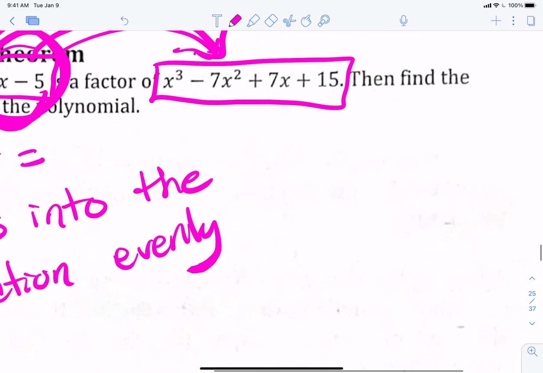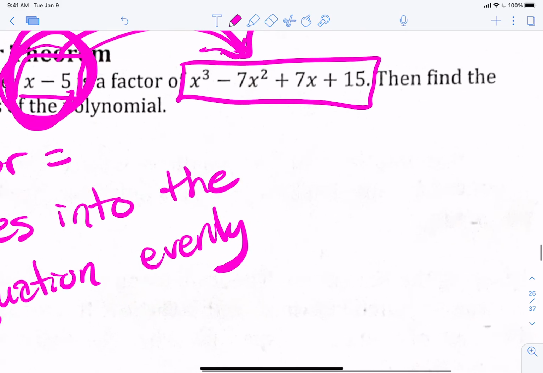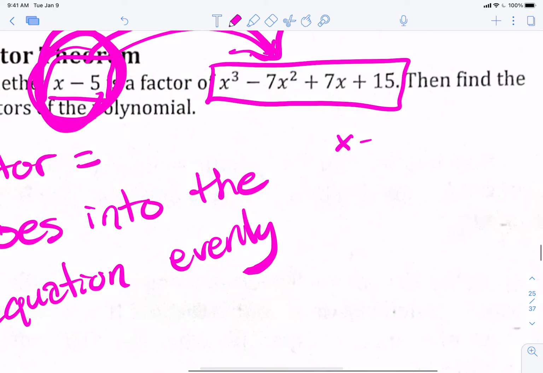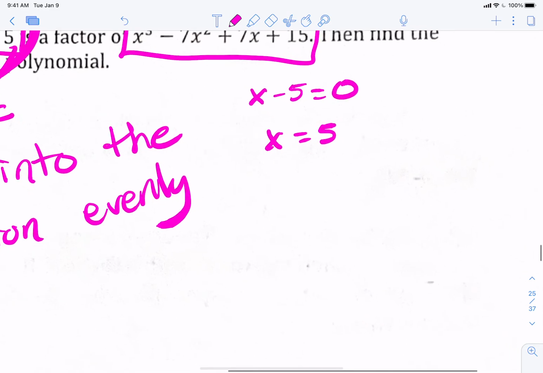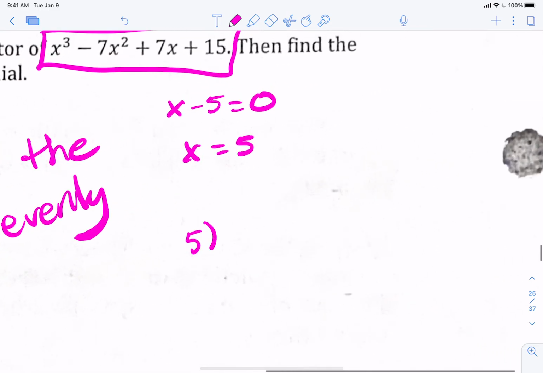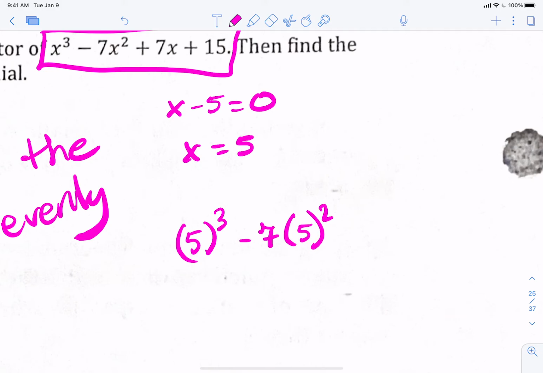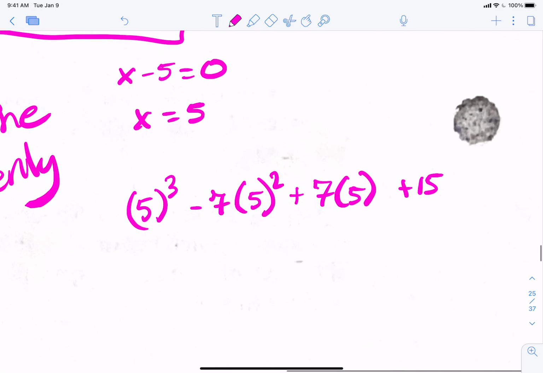If I want to know the remainder, what am I going to plug in? I'm going to plug in just 5, right? x minus 5, I set that equal to 0, so x equals 5. I plug 5 in. Okay, so 5 to the third power minus 7 times 5 to the second power plus 7 times 5 plus 15. Okay, I'm just plugging that 5 in for x. Do you know what 5 to the third power is? 125. Okay, 5 to the second power is 25.